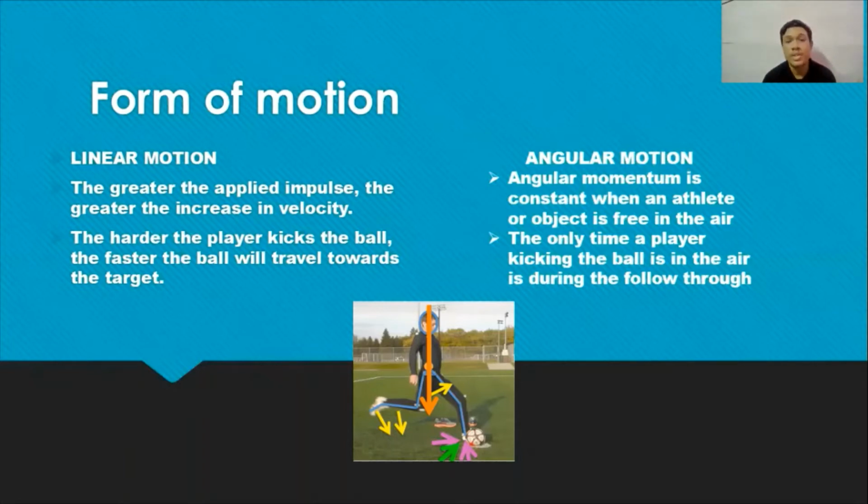Next is angular motion. Angular momentum is constant when an athlete or object is free in the air. The only time the player kicking the ball is in the air is during the follow through. When following through, angular momentum is there. So when you follow through, the power will be released through the follow through.